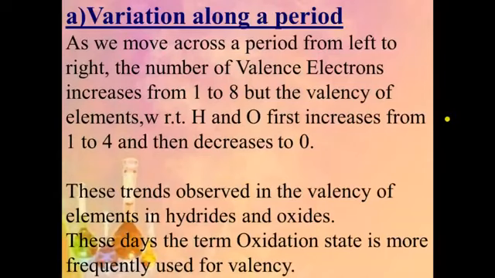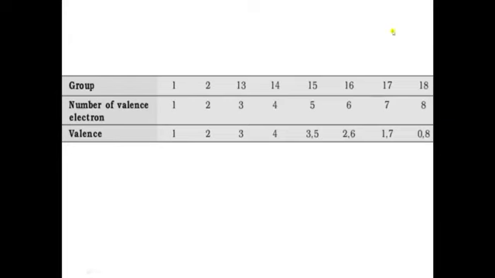Now next is variation along a period. So now we will study the variation of valency, or you can say oxidation state, along a period. As we move across a period from left to right, the number of valence electrons increases from 1 to 8. But the valency of the element with respect to hydrogen and oxygen first increases from 1 to 4 and then decreases to 0. Here you can see that the valency first increases from 1 to 4 and after that it decreases: 3, 2, 1, 0.